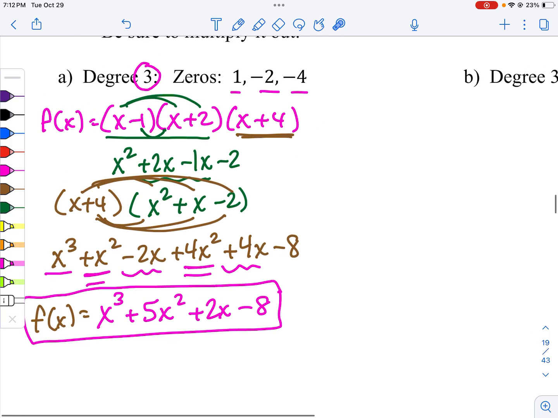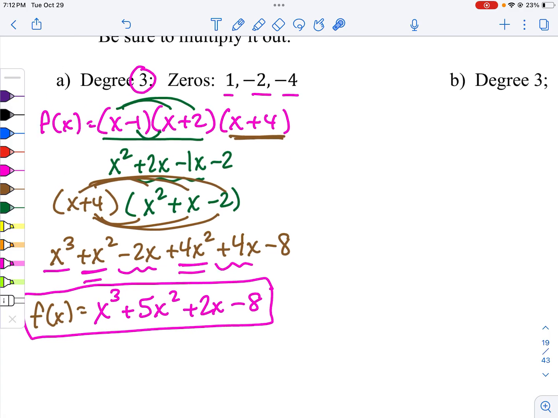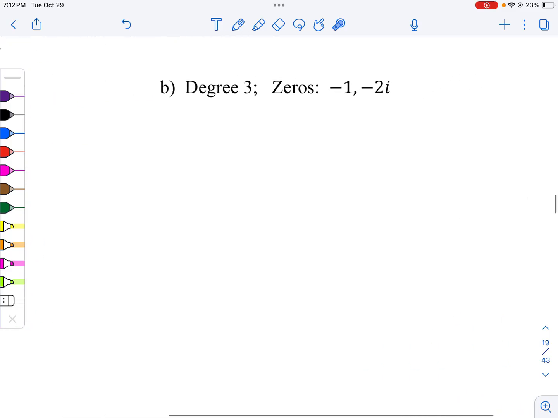Now we're just going the opposite direction. I think it's a little bit easier than what we've been doing. It's just a matter of distributing.